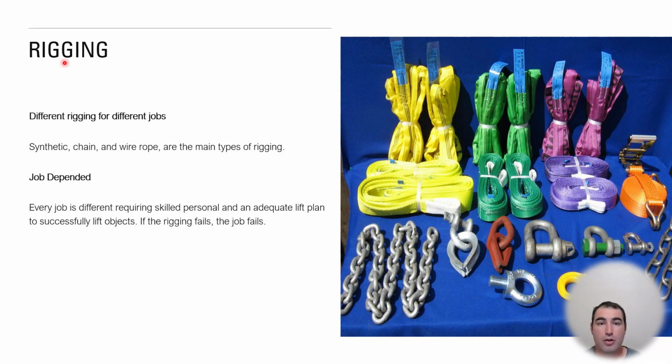Okay, so we're going to be going over a few types of rigging. There's synthetic, chain, wire rope. Those are some of the main types of rigging. They're pictured here on the right, including shackles also. Rigging is just very job dependent. You need the right rigging for the job. Every job is different, requiring skilled personnel, usually riggers or iron workers, and an adequate lift plan to successfully lift objects.